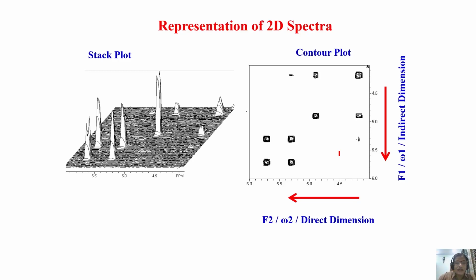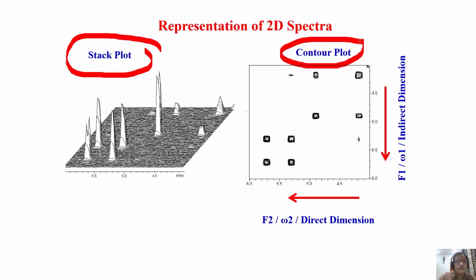modified. The stack plot like this can be modified to give a spectrum like this. This is a stack plot. This is called a contour plot. See each peak here. For example, 1, 2, 3, 4 peaks are there. They are represented as contours here. And here in the 2D spectrum, this is a spectrum exactly similar to this.